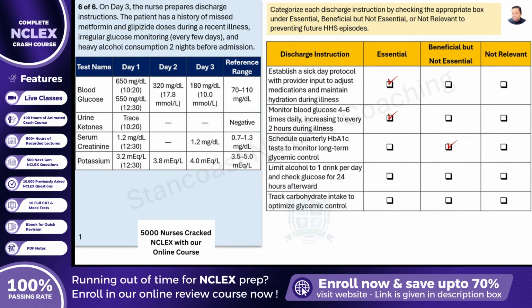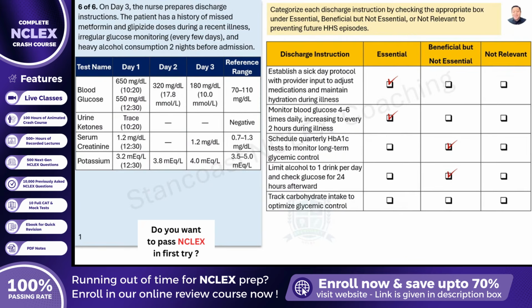Now, let's look into limit alcohol to 1 drink per day and check glucose for 24 hours afterward. This is also beneficial, but not essential. This one is a good tip, especially since the patient had heavy alcohol use just before hospitalization. And we know that alcohol can mess with the liver function and the glucose levels, sometimes causing delayed drops or spikes in the blood sugar, especially if combined with medications or skipped meals.